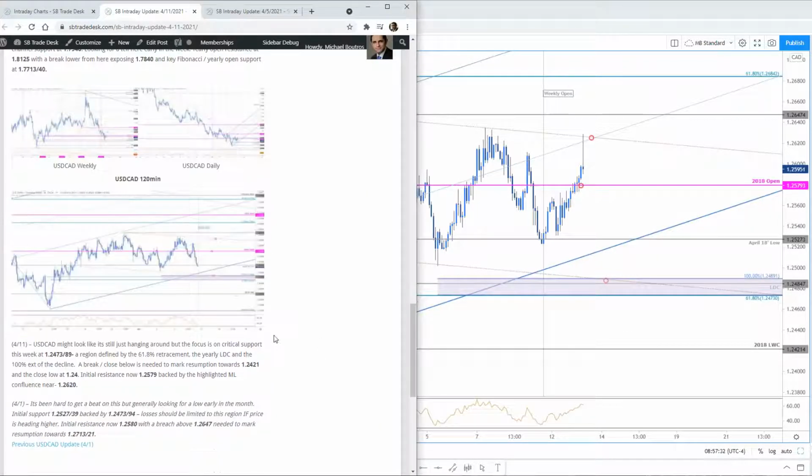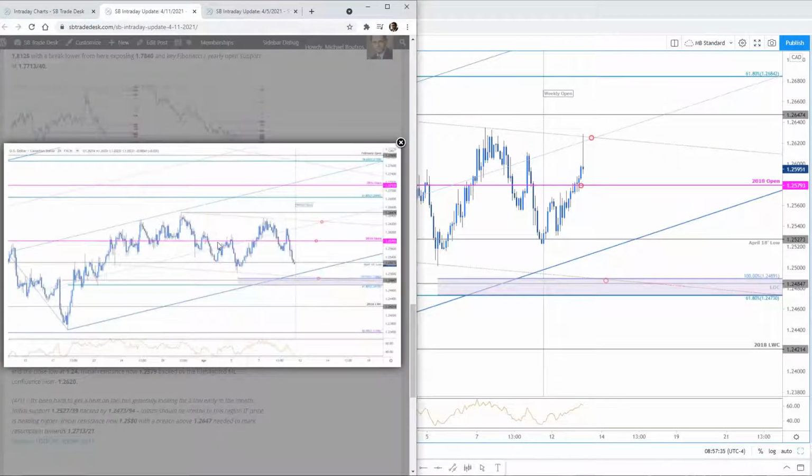Here's dollar CAD as it looked into the Sunday open. I was looking for a drive to get some sort of entry near slope support, but we never got it. Here's the 2018 open. Here's confluence resistance. I think I noted 2620.